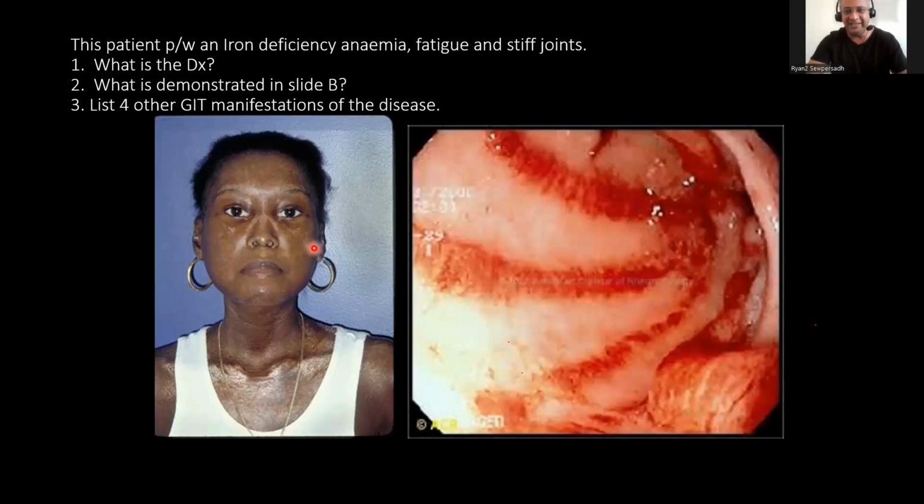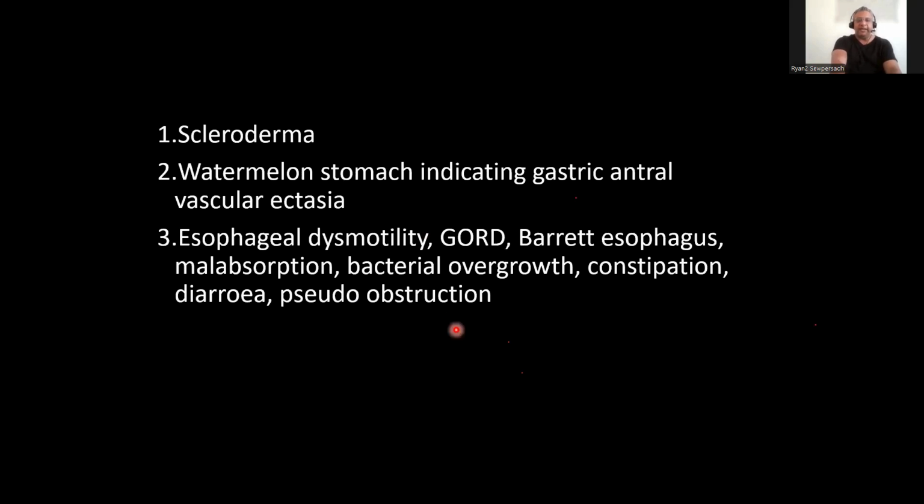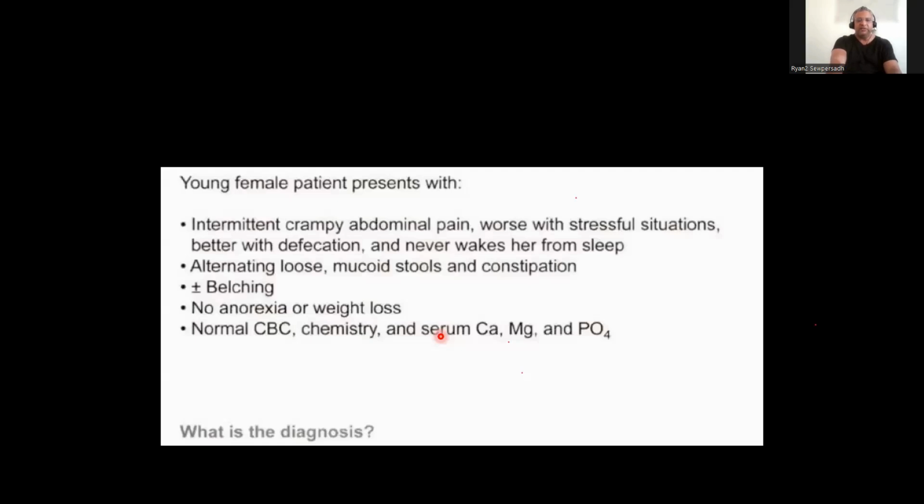Very tight skin. Okay, and this is what we call gastric antral vascular ectasia, which is also called a watermelon stomach because it looks like that, and they are predisposed to GI bleeding. Okay, but other things can go wrong. So systemic sclerosis is infamous for affecting the bowel. You can have esophageal dysmotility, GERD, Barrett's esophagus, malabsorption, bacterial overgrowth, constipation, pseudo-obstruction, diarrhea, and so forth.